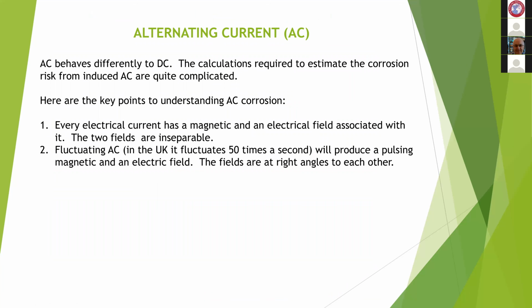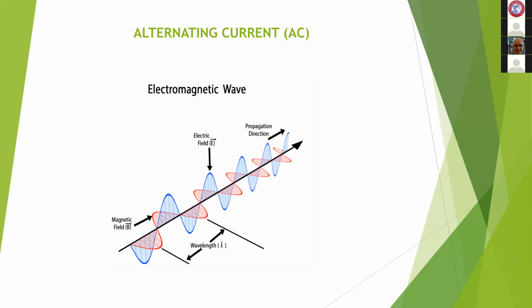So I'm going to whiz through the AC now. I've got a couple of minutes left. It behaves differently to DC. No big mystery there. It has a magnetic and an electric field associated with it, which are at right angles, and the changing field induces a voltage in the pipeline. Imagine the pipeline running parallel here, and each one of these will induce a voltage into the pipe, which is why if we cross it at 90 degrees, we don't get so much voltage induced.